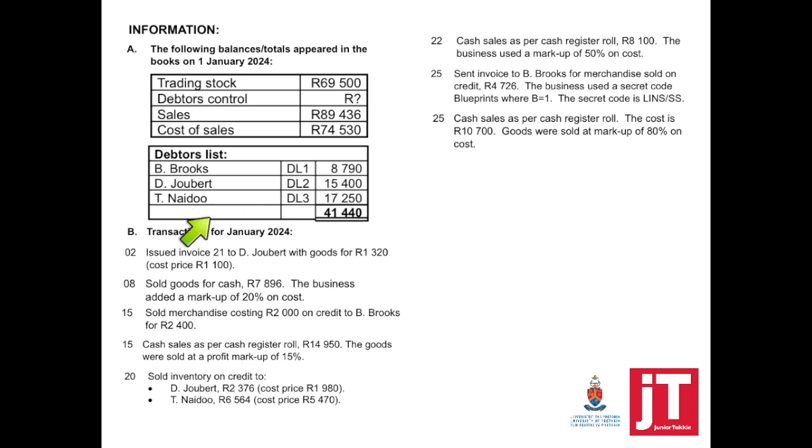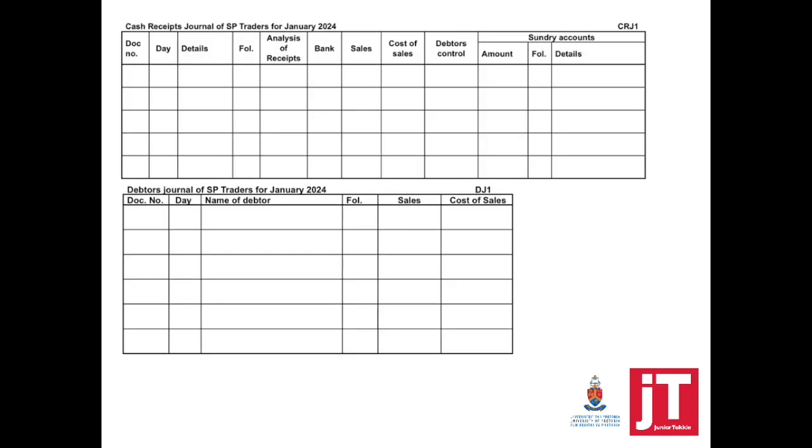And then information B, they provided us with the transactions. So once we've written all the opening balances, step number 2, record the transactions, and then the last step, at the end of the month, total and post it to the general ledger. So we are going to approach it a little bit differently. We're first going to start with the journals. So we've got the cash receipts journal and the debtors journal.